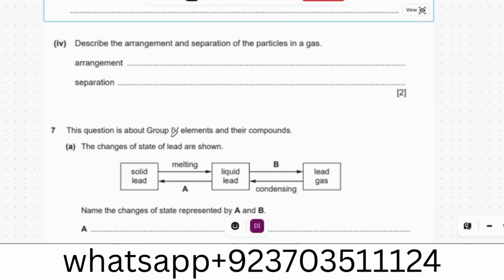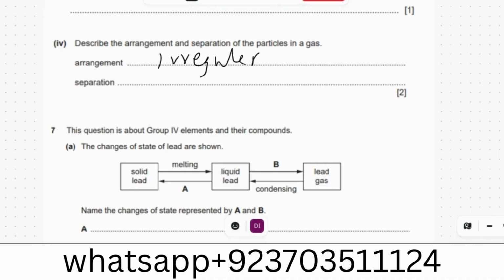Describe the arrangement and separation of particles, again same question. Irregular arrangement, because it's a gas, and separation is far apart because gas particles are far apart. My writing is not good, but you can understand what I'm saying.